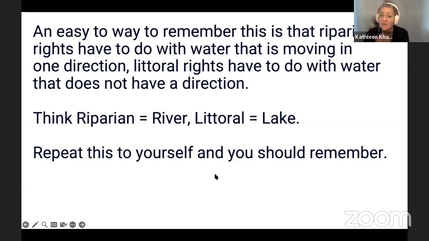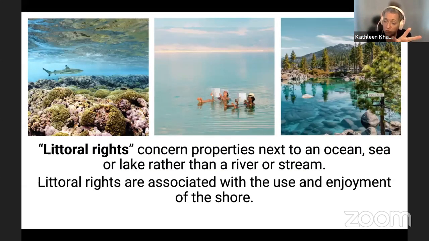So an easy way to remember this is that riparian rights have to do with water that is moving in one direction. Littoral rights have to do with water that does not have a direction.